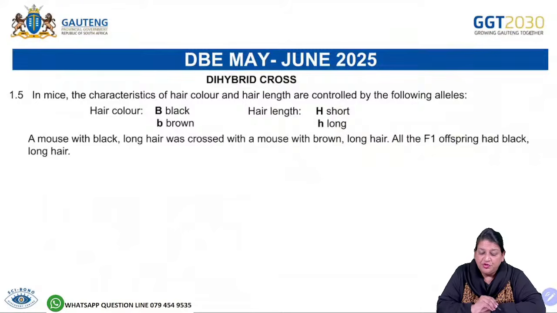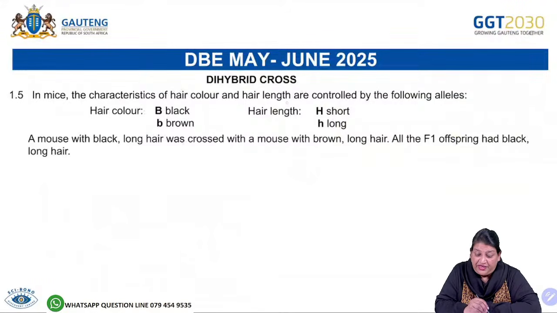In a dihybrid cross, remember there are 2 genes here, and you're going to have 2 separate letters. Big B and small b showing the hair color, and another letter showing the length of the hair. So the 2 genes are hair color and hair length, but there are 4 alleles: black allele, brown allele, short allele, long allele. And then you look at it here, children.